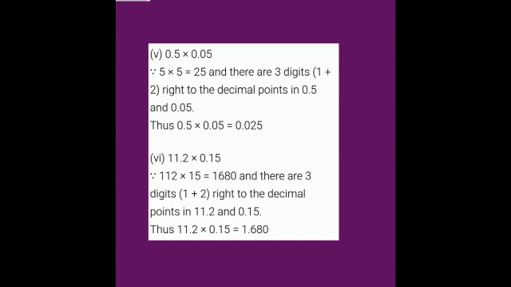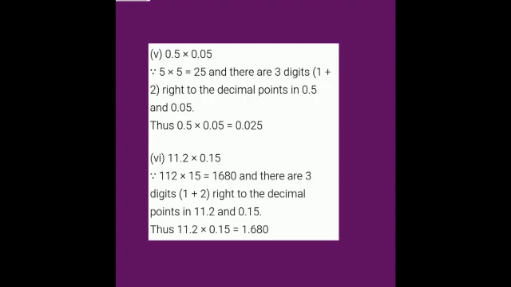Fifth subdivision 0.5 into 0.05. Now 5 into 5 is equal to 25, and since there are totally three digits right to the decimal points, which means in 0.5 there is one digit right to the decimal point, and in 0.05 there are two digits right to the decimal point. So totally we are having three digits right to the decimal points. So that our answer also should consist of three digits right to the decimal point. Thus 0.5 into 0.05 is equal to 0.025.